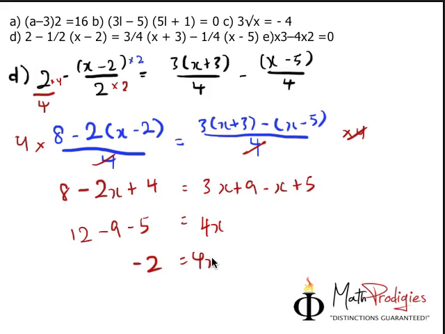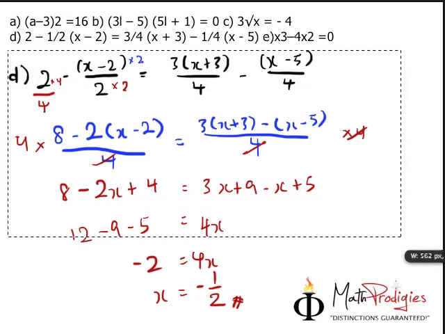equals to 4x. Therefore, x is equal to negative 2 over 4, or also equals to negative half. And that is the answer. If you got that one right, high five, because you are a math prodigy. Good job. And lastly, for part E, let's do part E together here. Very simple question.